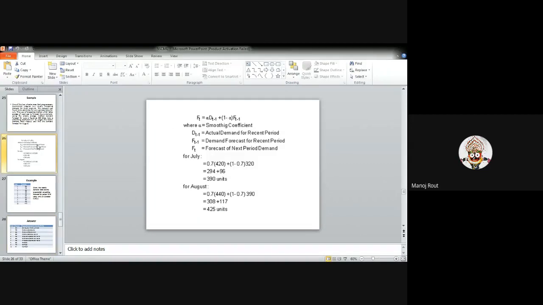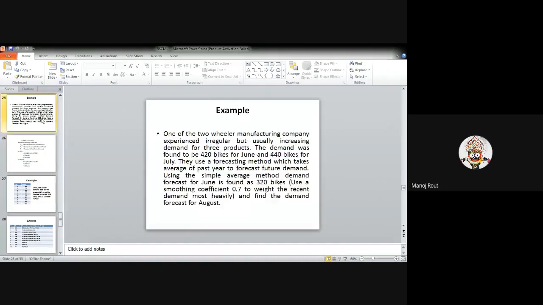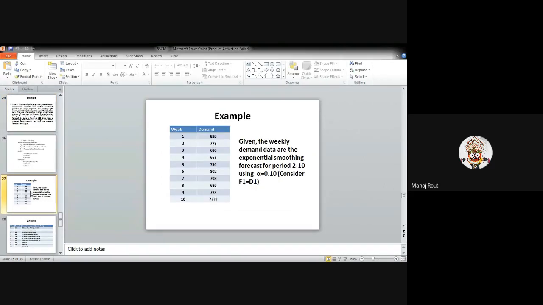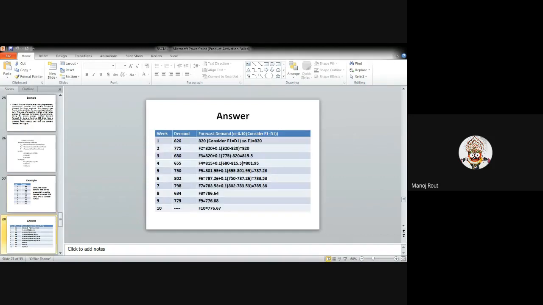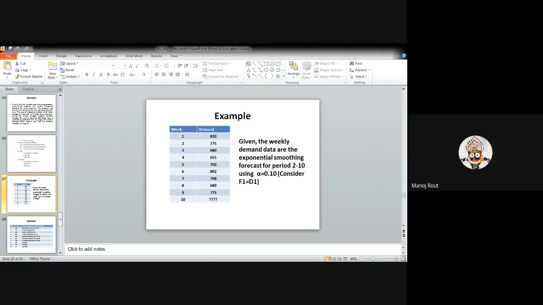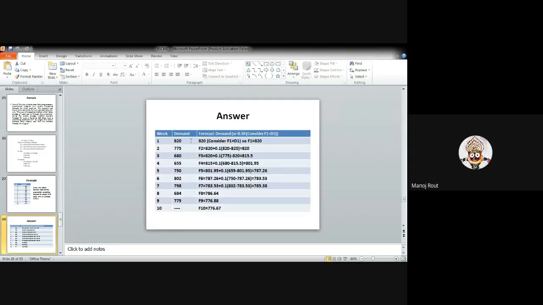It depends upon the previous example. Here only 2 months of data is given. You are confused, I think. Here 2 months data are given. Here 12 months data is given. So 9 months data is given. But the thing is that here the condition is given that F1 is equal to D1. So you have to choose the previous data. So if you calculate this one, that is 820.